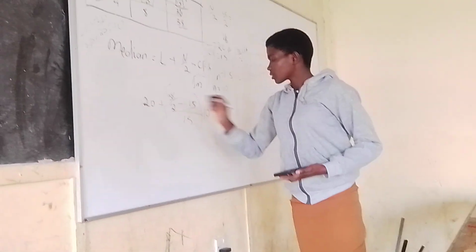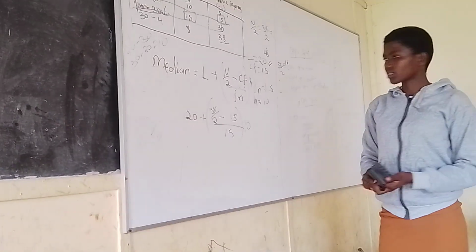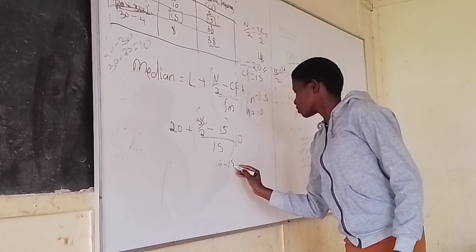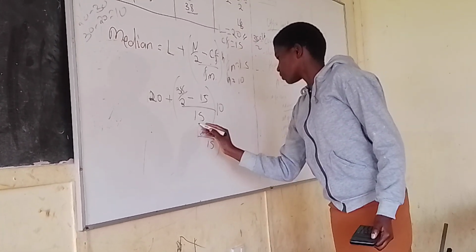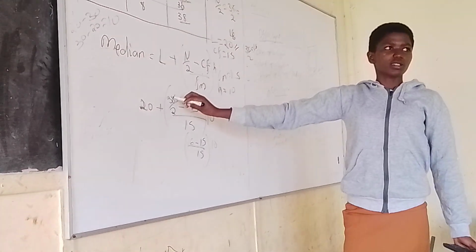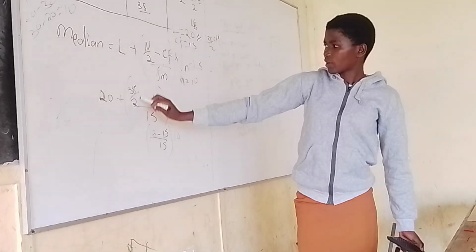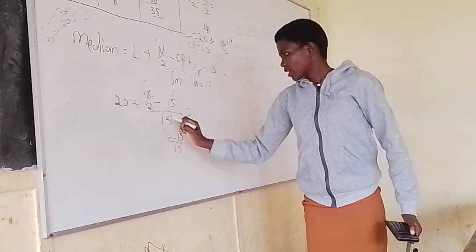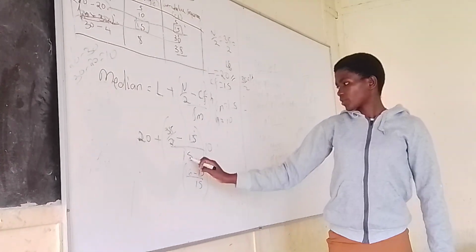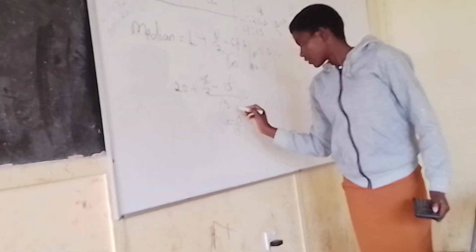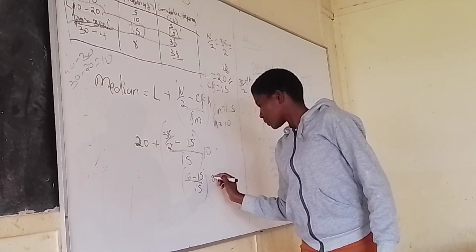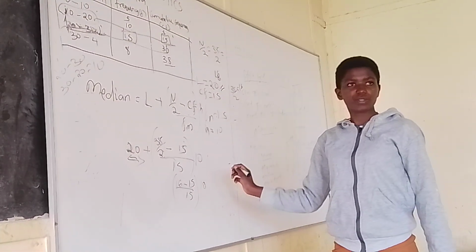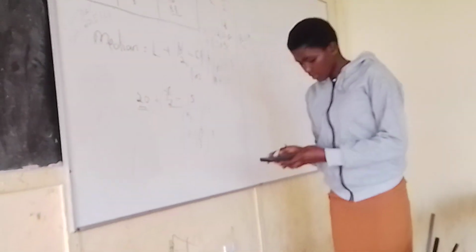So take 38 divided by 2, which is 16. 16 minus 15, over 15, times 10. First, you find N over 2. After getting it, you subtract 15. After subtracting, you divide, then you multiply. You don't multiply before you divide. You first divide, then you multiply. After multiplying, you add to this 20. So 16 minus 15 is 1. 1 divided by 15.